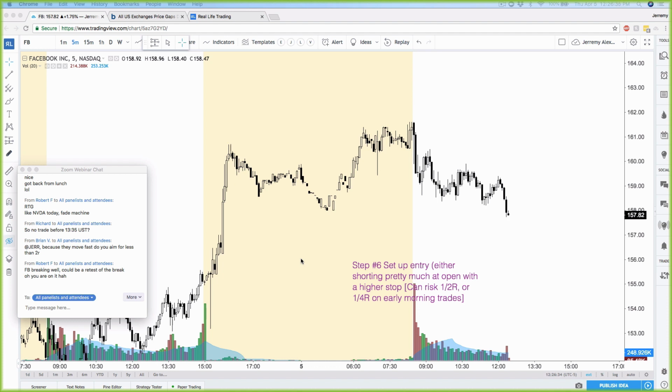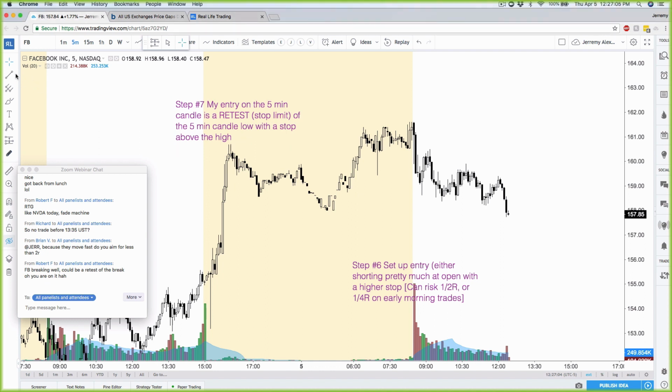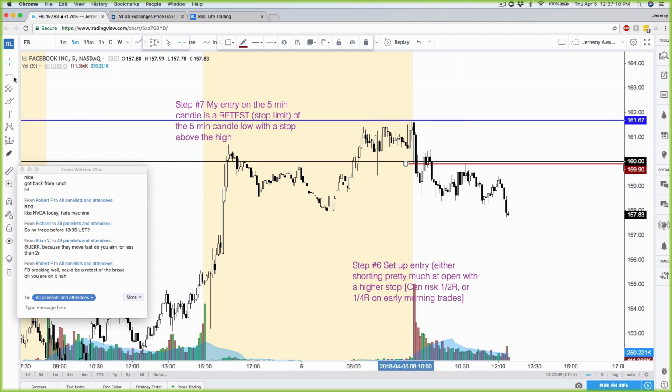So set up your entry. Step number 7, my entry on the 5-minute candle is a retest, so a stop limit of the 5-minute candle low with a stop above the high. That's pretty much it. It's nothing glamorous. So I will do a stop limit because it almost always retests, a high percentage of the time.